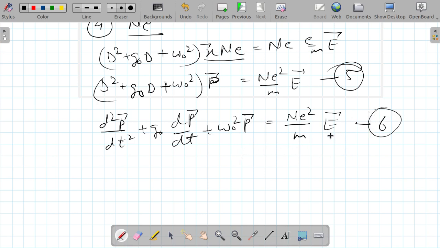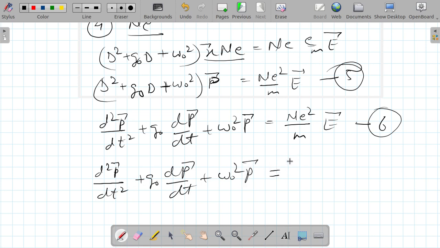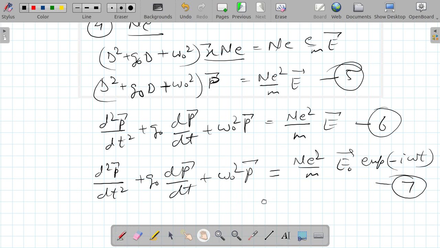And since E is a plane wave, that means it can be written in the form of an exponential. So I can write this equation as d²P/dt² + g₀ dP/dt + ω₀² P, which must be equal to Ne²/m E₀ exponential of minus iota omega t. Let me call it equation number 7.